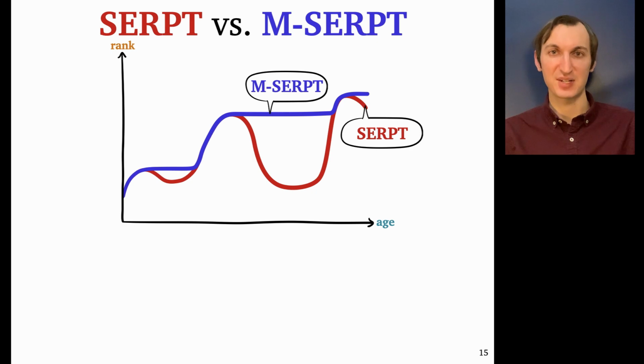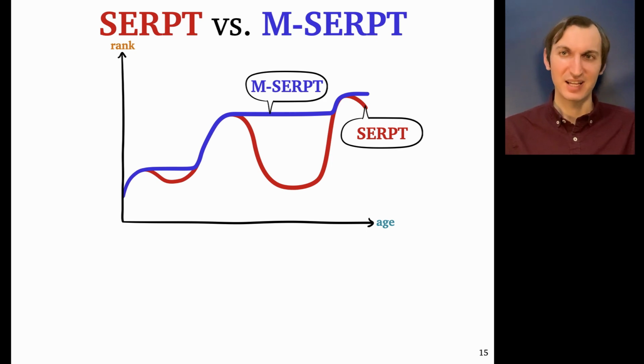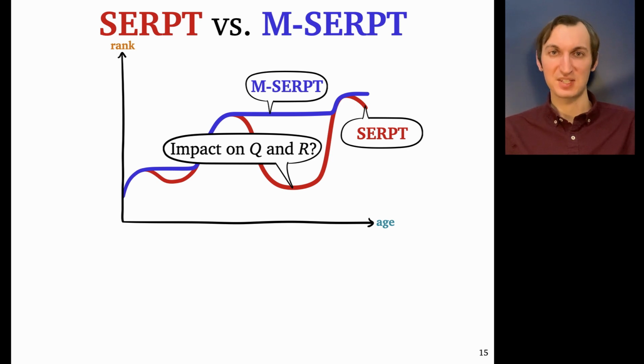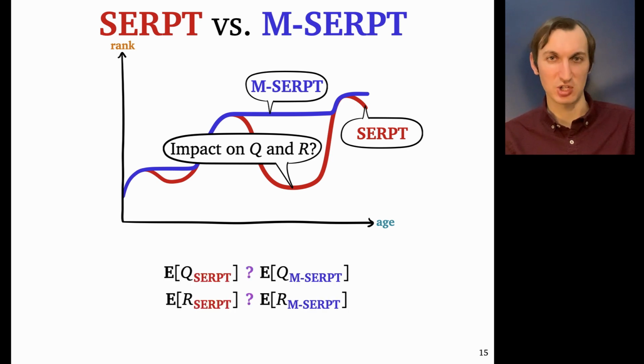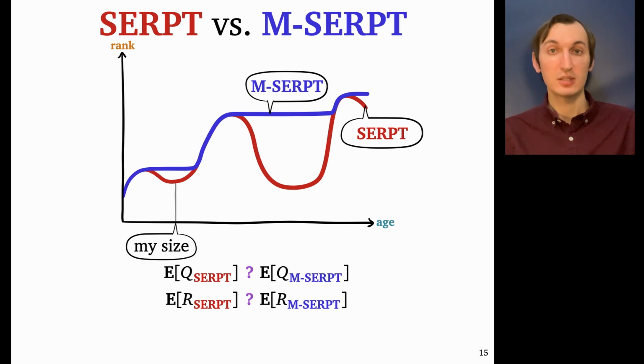So let's start by comparing SERPT and M-SERPT. And we're going to try and see why we needed to invent M-SERPT, where M-SERPT is better than SERPT. So let's start by asking, what's the difference between SERPT and M-SERPT? Well, the difference is in the name. It's the M. M-SERPT is monotonic. Rank never goes down. SERPT, on the other hand, has these valleys in its rank function, where the rank function dips down. So let's ask, how does one of these valleys affect Q and R? Compared to M-SERPT, does SERPT's Q go up because of the valleys, or does it go down? What about R? So let's start by looking at Q.